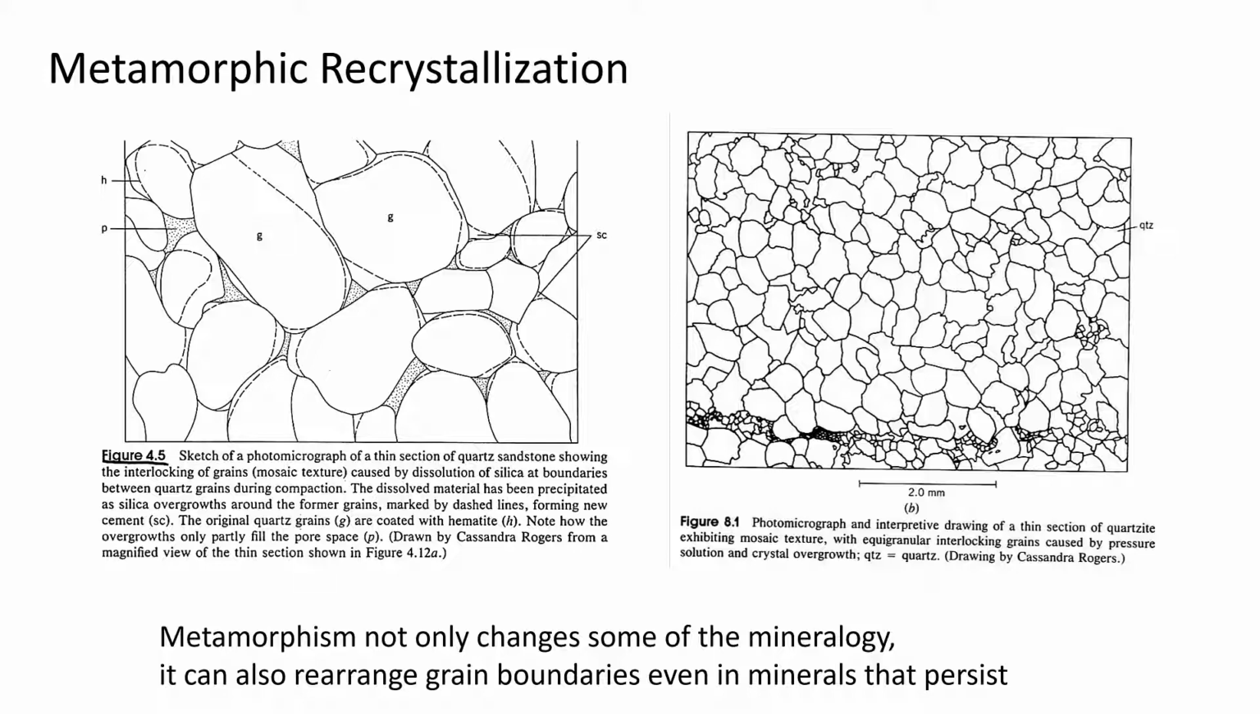We talked a bit about metamorphic recrystallization in the last lecture, but I'd like to revisit it here. Remember that metamorphism not only changes some of the mineralogy, but it can also rearrange grain boundaries even in the minerals that persist. The example shown here, remember, is a sandstone on the left showing rounded quartz grains with pore space, cement, and matrix in between, compared to the photo on the right, which illustrates the quartzite, or the metamorphosed quartz, crystals that are now interlocked, have angular grain boundaries, and the pore space and matrix and cement have disappeared.